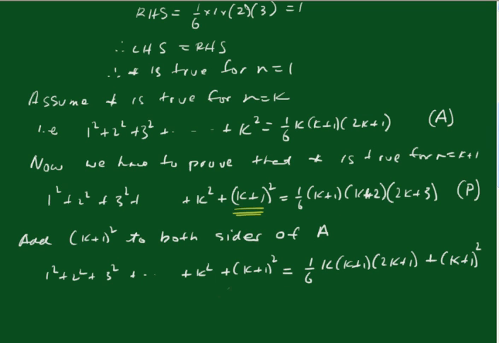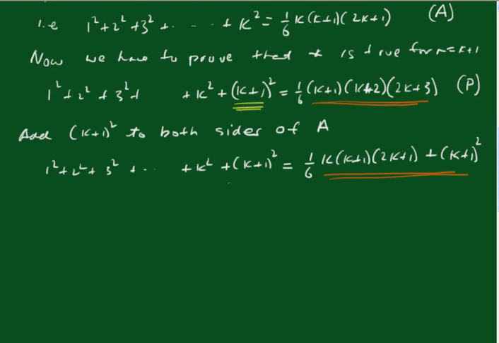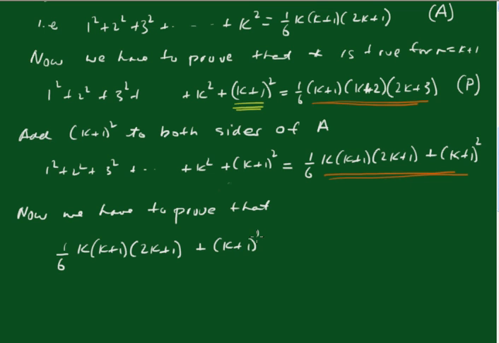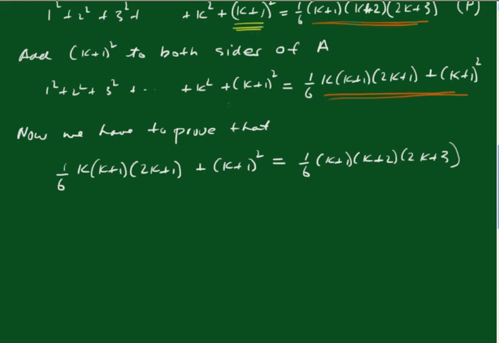So now I've got the left hand side of this new statement matching up the left hand side of P. So all I need to do now is show, I'll do a different colour here, that the right hand side is equal to this side here, and I've got it. Alright, so I'll just write that out. Now, we have to prove that this expression, k plus 1, 2k plus 1, plus k plus 1 all squared, equals 1 sixth of k plus 1, k plus 2, 2k plus 3.